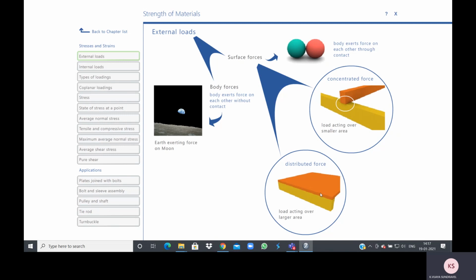spread is uniform at the uniform rate, say per meter or Newton per meter, it is the uniformly distributed load and is abbreviated as UDL. If the spread is not a uniform rate, it is said to be the non-uniformly distributed load. Triangularly or trapezoidally distributed load fall under this category.